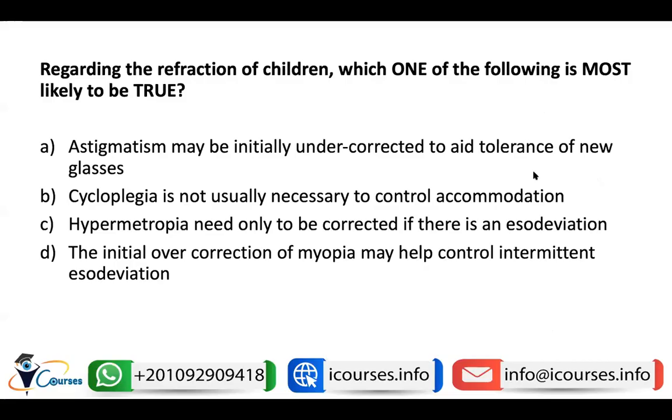So Dr. Sadia is saying that hypermetropia needs to be corrected if there is an esodeviation. So let me ask you a question. If a patient is a child who is hypermetropic and is complaining of headache when he is sitting in his class at the school, looking into his book or looking at the blackboard, does this patient need correction or not?